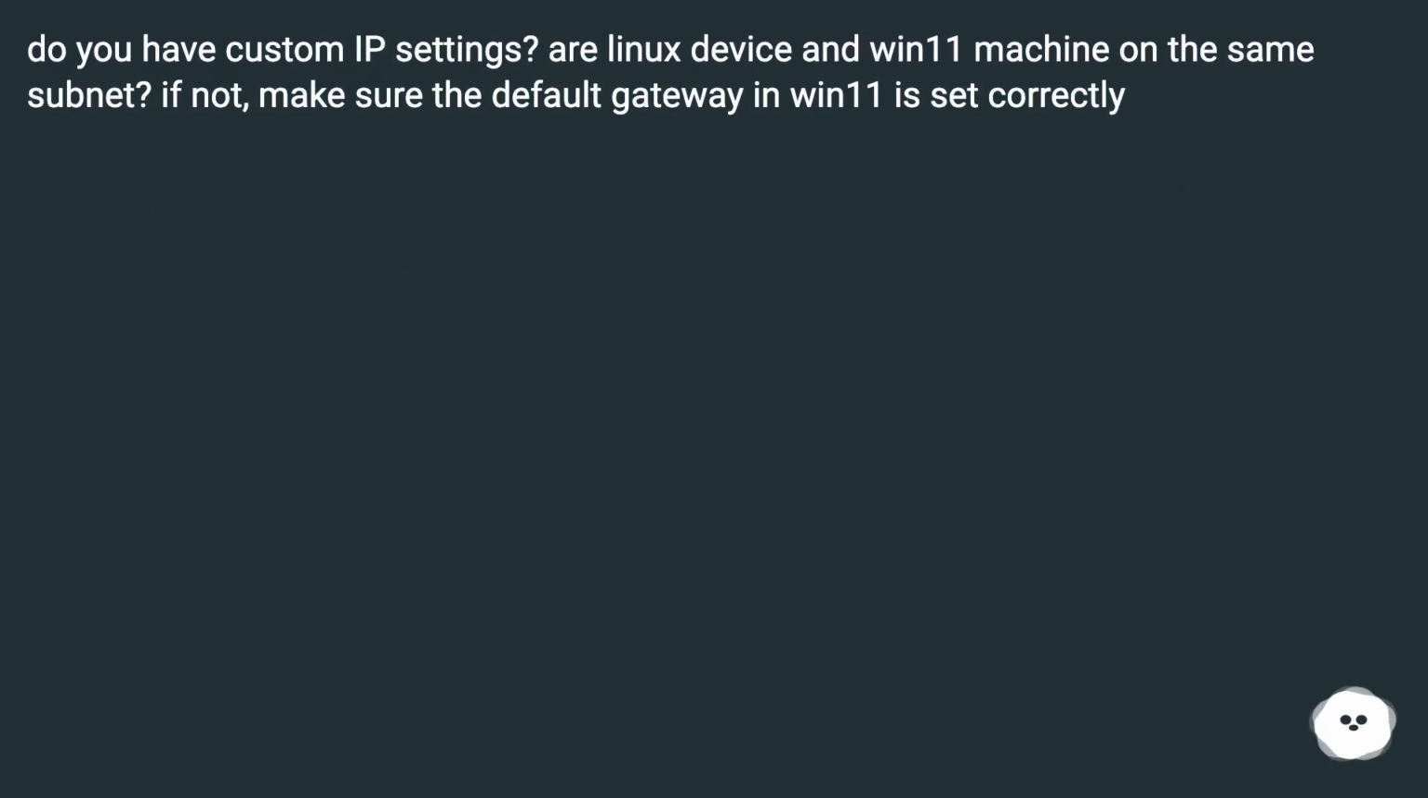Do you have custom IP settings? Are the Linux device and Win11 machine on the same subnet? If not, make sure the default gateway in Win11 is set correctly.